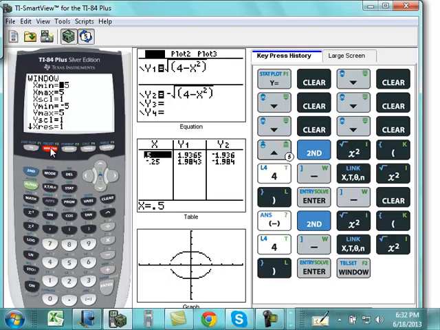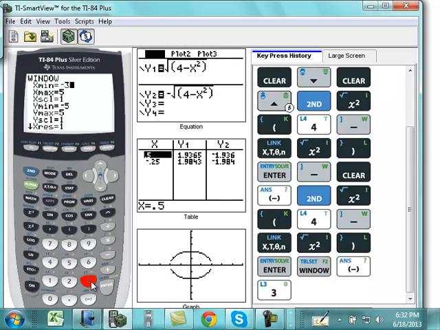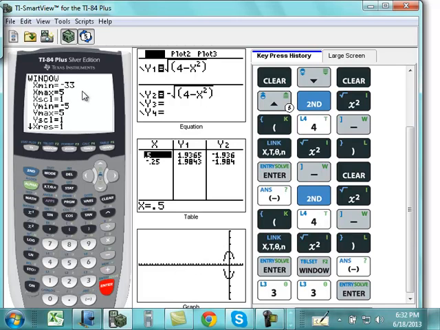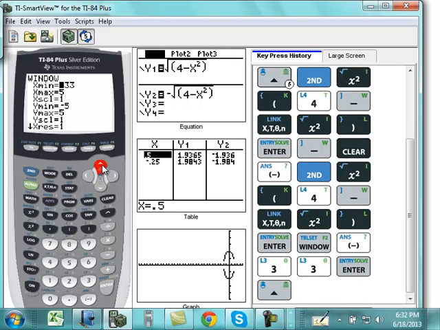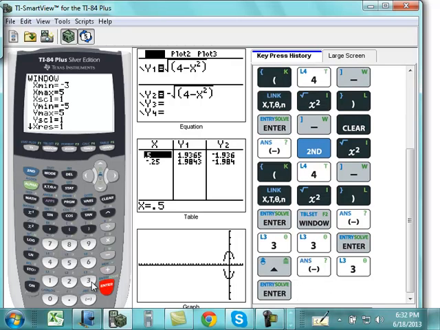Let's go ahead and set our viewing window. We know that this is a circle of radius 2 centered at the origin, so maybe we can set the x minimum to be negative 3. Enter. Oops. Let's go back up there and fix that. We meant to say negative 3. Enter. X maximum, positive 3. Enter.